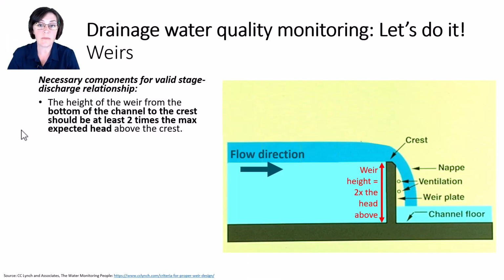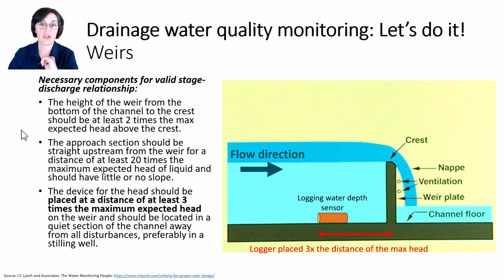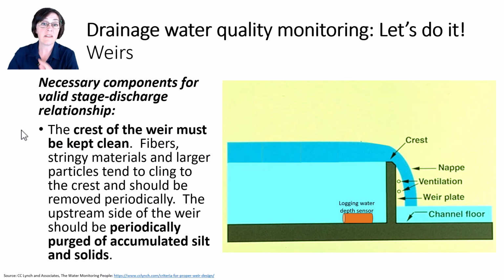The height of the weir from the bottom of the channel to the crest should be at least 2 times the maximum expected head. The approach section should be straight upstream from the weir for a significant distance that's specified in our criteria. The pressure transducer should be placed at a distance from the weir of at least 3 times the maximum expected head on the weir. There should be an air pocket behind the nape. This is pretty important. There are other equations you would use if you're dealing with submerged conditions. And of course, you have to keep the weir and the upstream area of the weir clean.